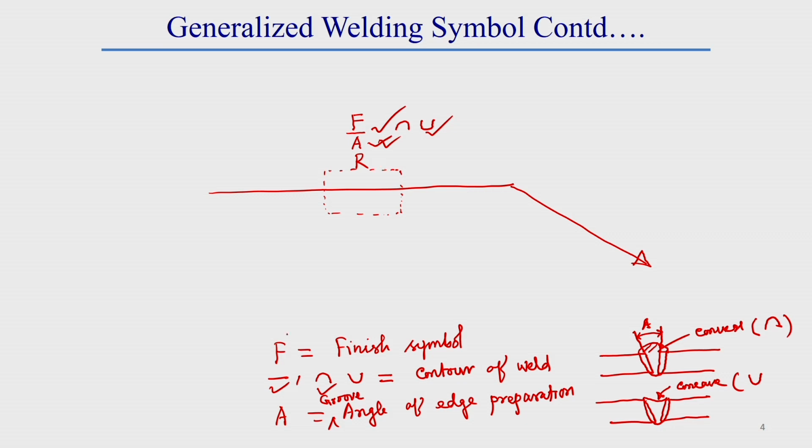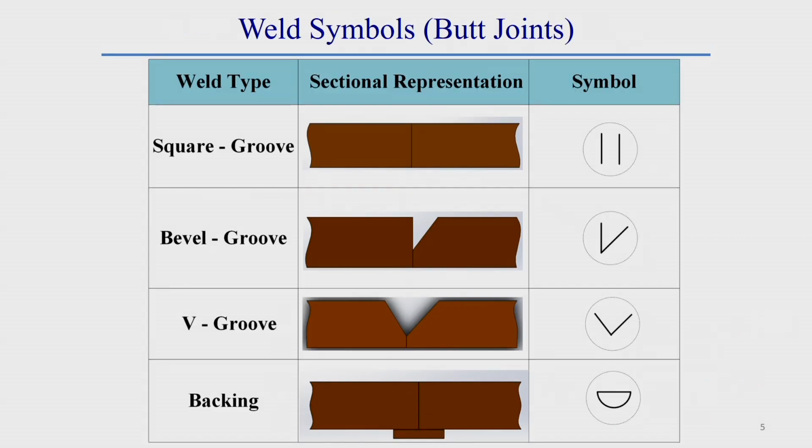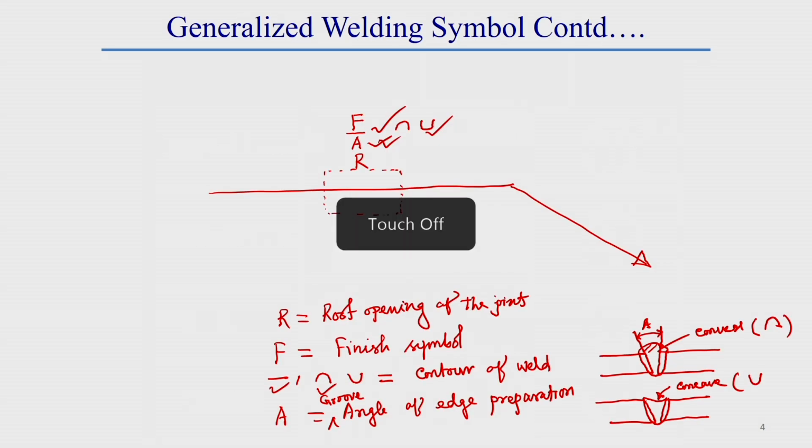And this R part represents the root opening of the weld, that means the root opening of the joint. R represents the root opening of the joint. So, generally this joint geometry detail is provided in this way.